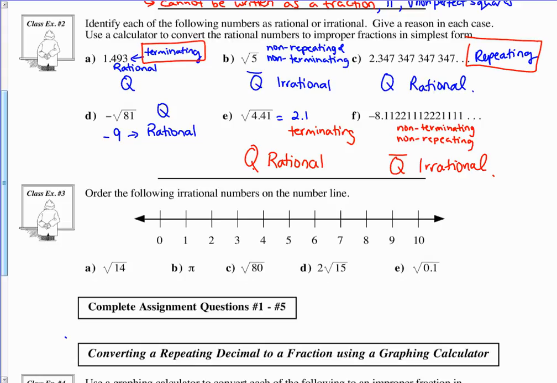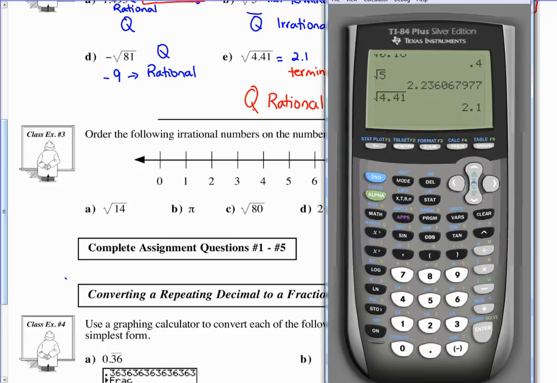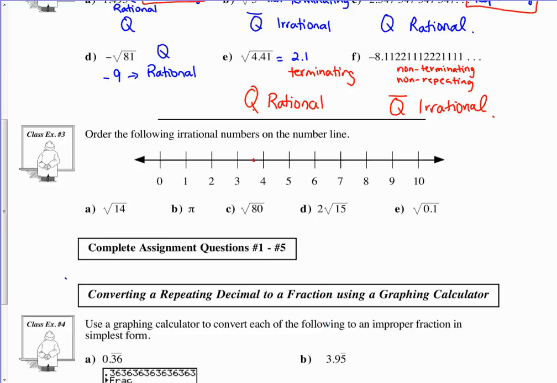All right, so this one, put it on a number line. You guys know how to put things on a number line? Let's just do it. When we put it on a number line, you're going to have to type it in your calculator to get a decimal approximation. So the square root of 14 is approximately 3.7. We'll find approximately 3.7 here, and that's where we'll put root 14.